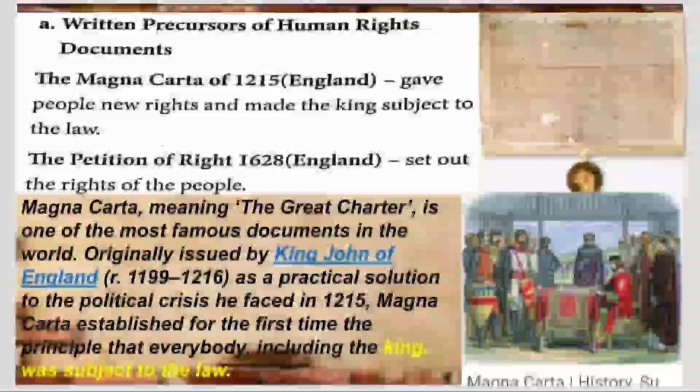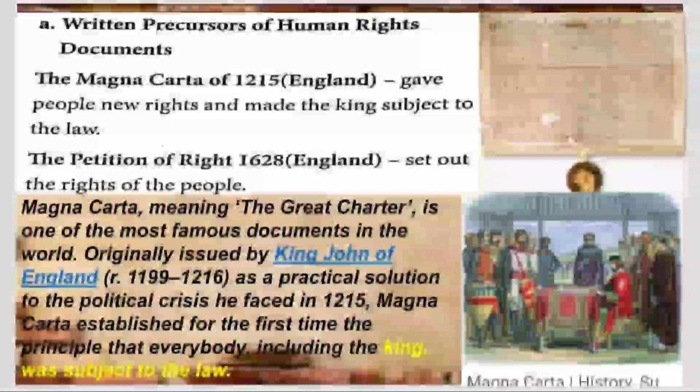The Magna Carta of 1215, England. What is Magna Carta? The Great Charter is one of the most famous documents in the world, originally issued by King John of England as a practical solution to the political crisis, that is problem he faced in 1215. Magna Carta established the principle that everybody, including the king, was subject to law. அனைவரும் சட்டத்திற்கு கட்டுப்பட்டு. This document gave the people new rights and made the king subject to the law.